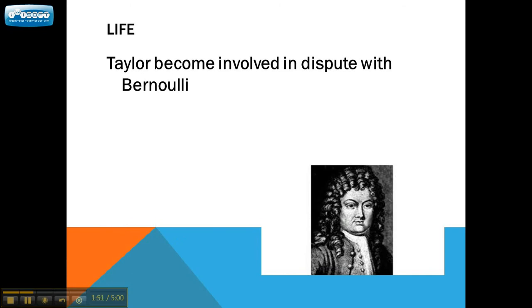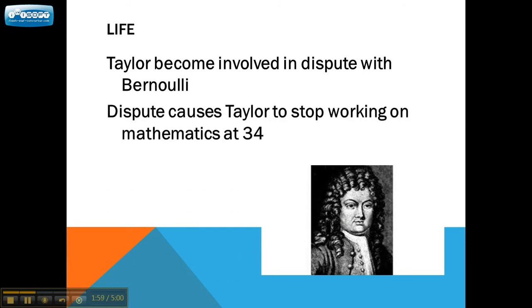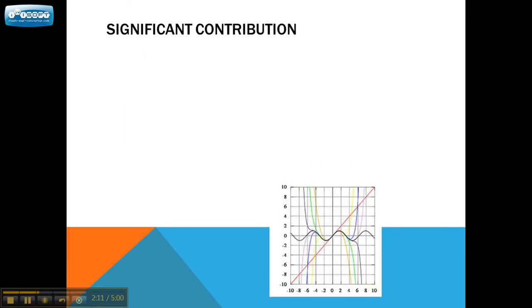After he published Perspective, Taylor became involved in a bitter dispute with Bernoulli over the development of Taylor series. This dispute caused Taylor so much grief that he decided to stop working on mathematics at the young age of 34, and unbeknownst to him, he died a couple of years later, leaving behind only one daughter named Elizabeth.